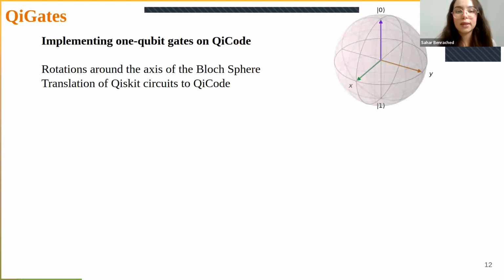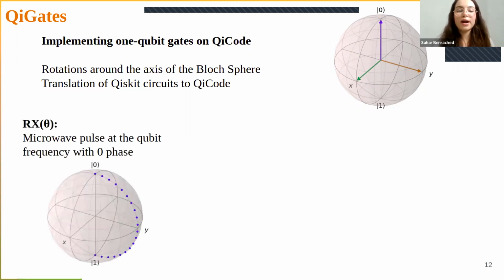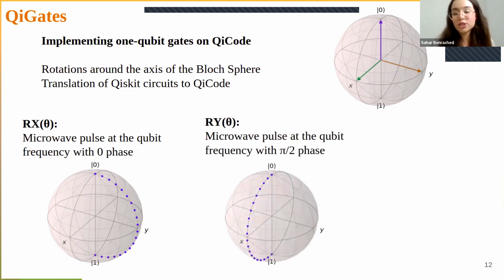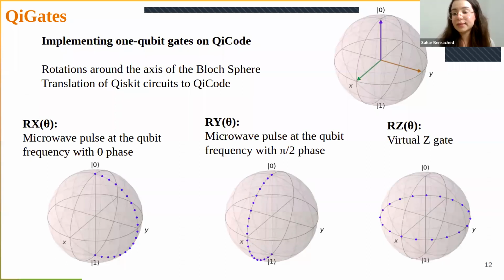In order to implement the 1 qubit gates, it's important to understand that operating on the state of the qubit refers to rotations around the axes of the Bloch sphere. And again, we need this implementation of gates on QiCode in order to make the translation from Qiskit circuits run directly. So based on this, we define rotation around the x-axis as a microwave pulse at the qubit frequency with 0 phase, rotation around the y-axis as a microwave pulse at the qubit frequency with pi-half phase, and rotation around the z-axis is implemented as a virtual z-gate.